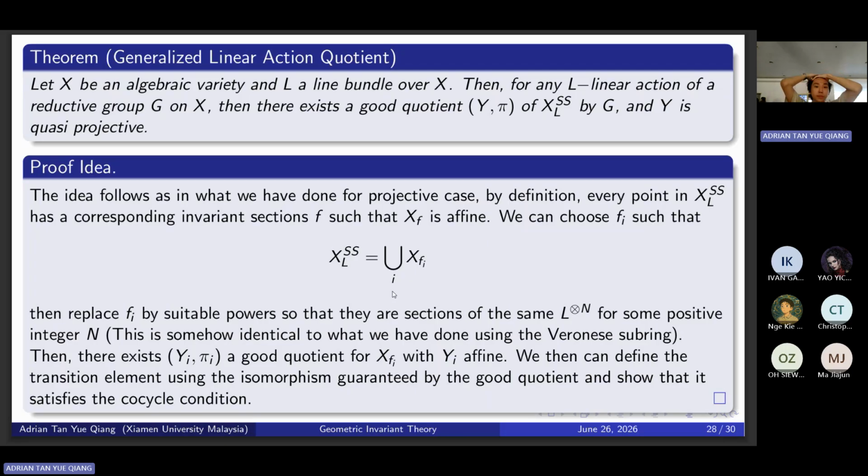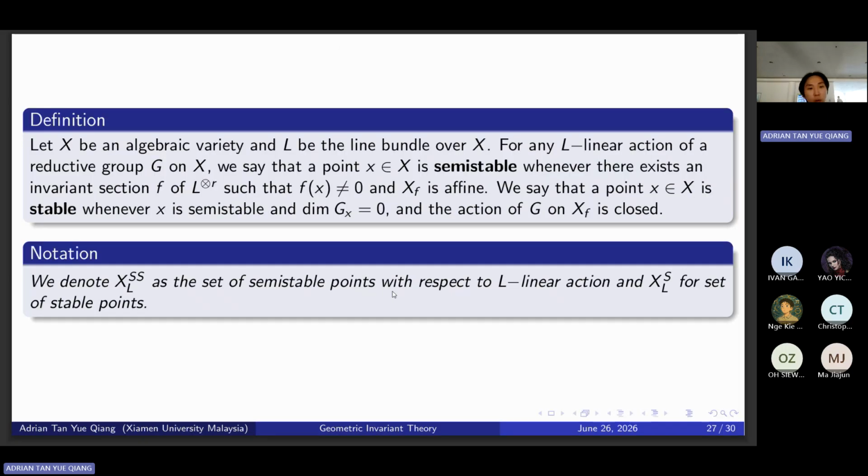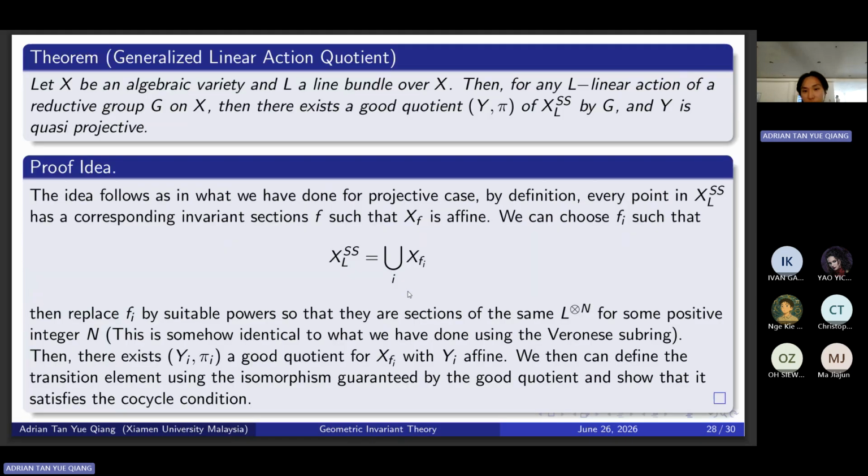So how do we do it? Again, we take all such XFi, because note that if a point is semi-stable, we can always find an invariant f such that f evaluated on it is non-zero. So the set of all semi-stable points is actually equal to the union of all such XFi. Then we can find Fi, a suitable power, such that it already covers the set of semi-stable points. This is actually what we have done in the Veronese subring.